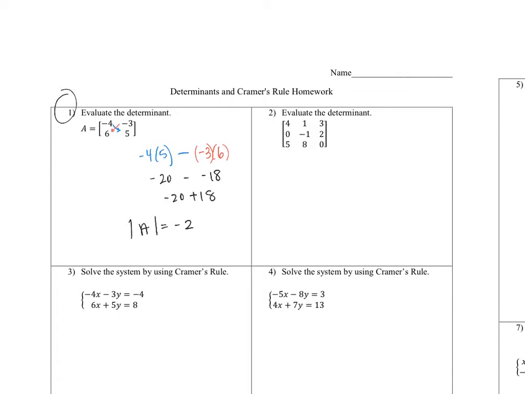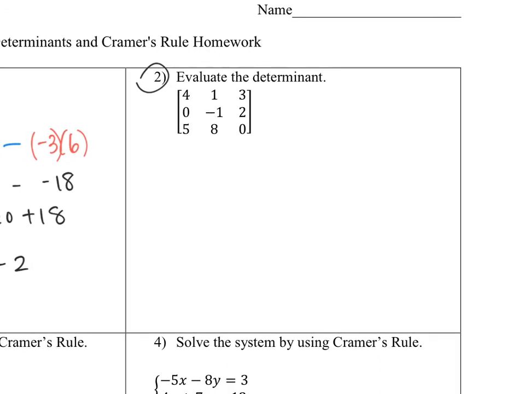Remember, the notation we use for the determinant is these vertical bars. For number 2, when we're looking at a 3 by 3 determinant, there's, again, 2 ways that you could do that. So I'm going to go over both ways. You could choose whichever way you like.